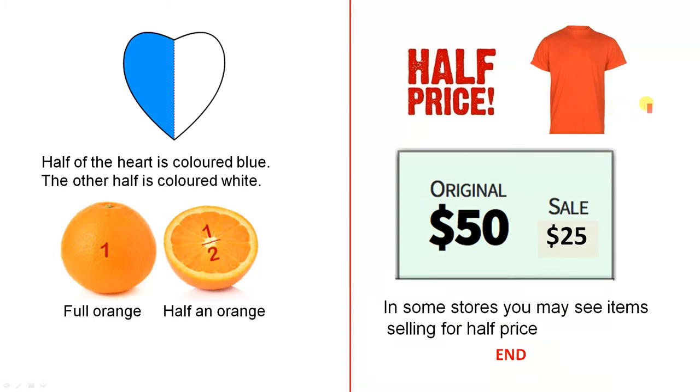Now sometimes when you're at the shops or in the big department stores, you'll see something like half price. So the original price could have been, say it was a shirt or whatever, $50, but the sale price is $25. And you know that 25 is half of 50. So in some stores you may see items selling for half price.